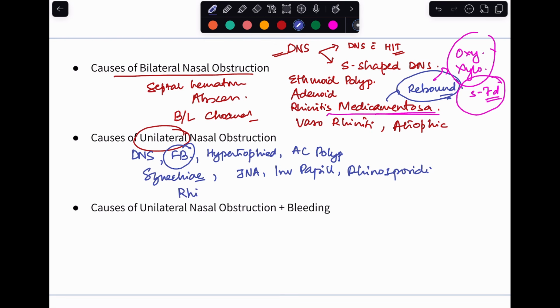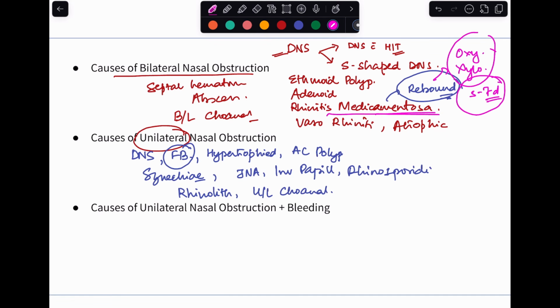Some less common causes would be rhinolith or even unilateral choanal atresia and even other granulomatous diseases of the nose. These all will lead to unilateral nasal obstruction.